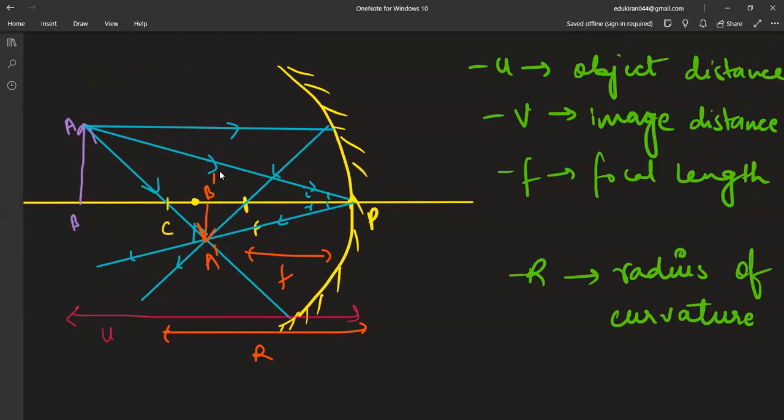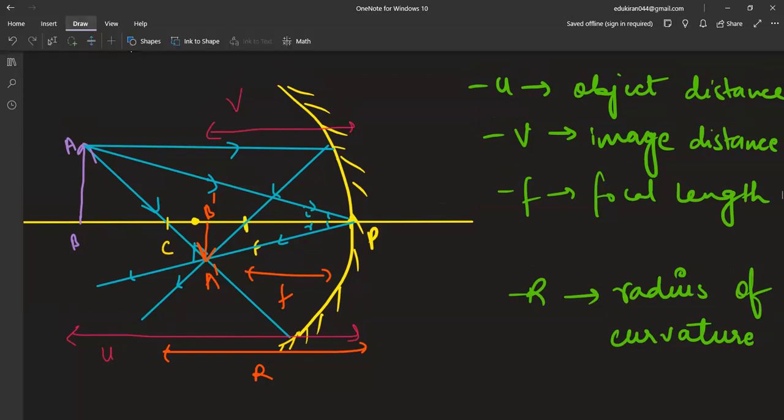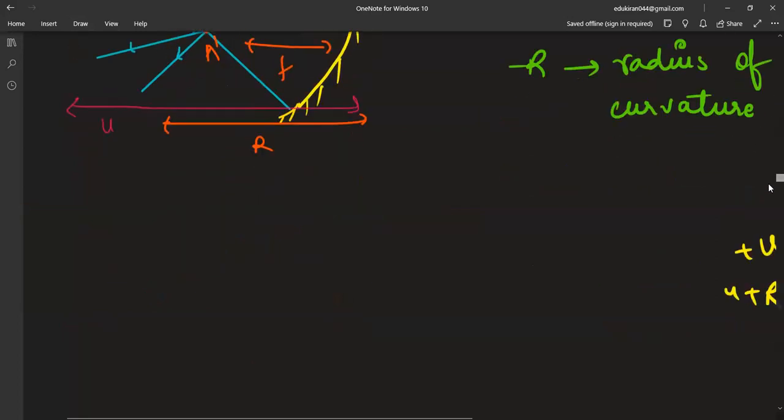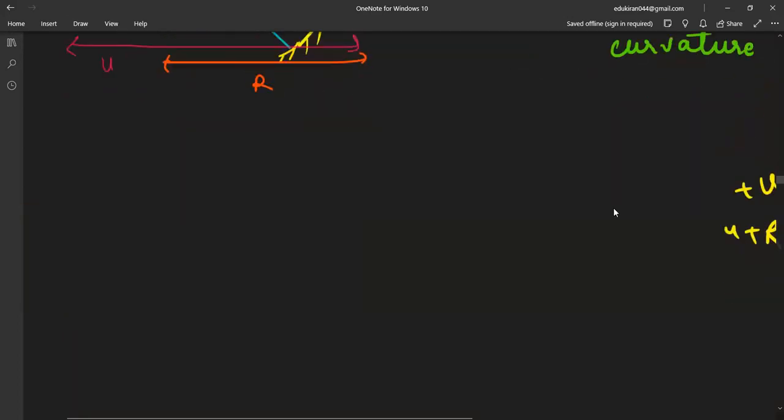Where is the image formed? Image has been formed here. So this separation from the pole of the mirror to this image, this is V. V is the image distance. Again, this is also formed in front of the mirror, so we have taken it negative. This is focal length minus F, and this is radius of curvature. Since in this figure, everything is kept in front of the mirror, we are having every quantity as negative. So whatever it is, we have to substitute it like this only.